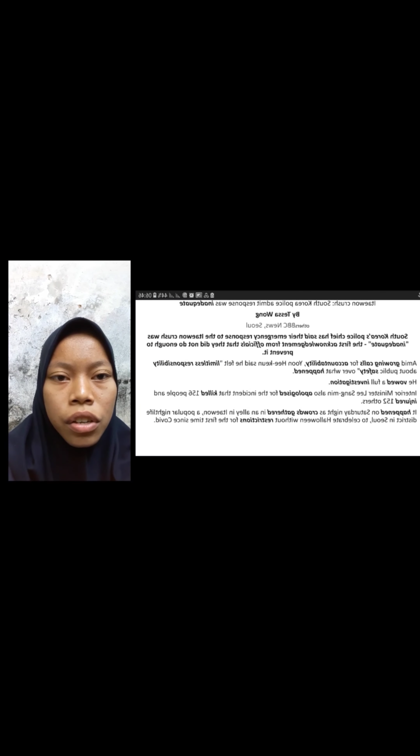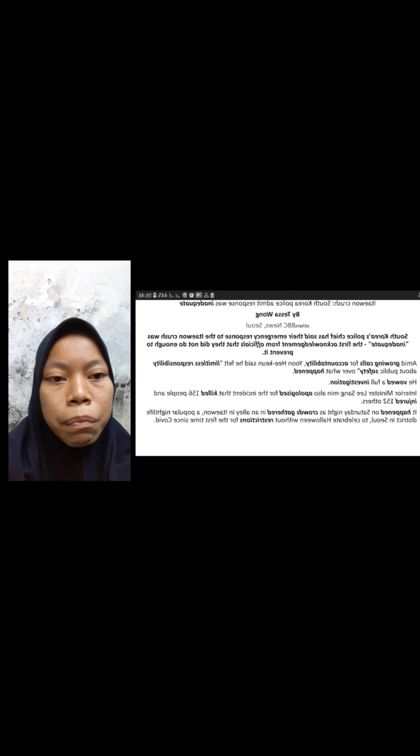Itaewon crash: South Korea police response was inadequate. South Korea's police chief has said their emergency response to the Itaewon crash was inadequate, the first acknowledgement from officials that they did not do enough to prevent it. Amid growing calls for accountability, Yoon Hae-kyun said he felt limited responsibility about public safety over what happened. He vowed a full investigation.